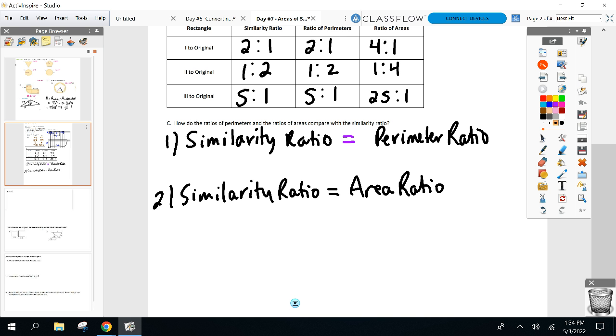What am I going to have to do every time to the similarity ratio to make it equal to the area? As you can see, the answer is not multiply by 2, because that doesn't work for the third one. Look at 2 to 1, 1 to 2, 5 to 1, and that third column of areas. What am I going to have to do to the similarity ratio every single time to get the ratio of the areas? Square it. There you go. I got to square the similarity ratio. They're never equal. I got to square the similarity to get to the area.